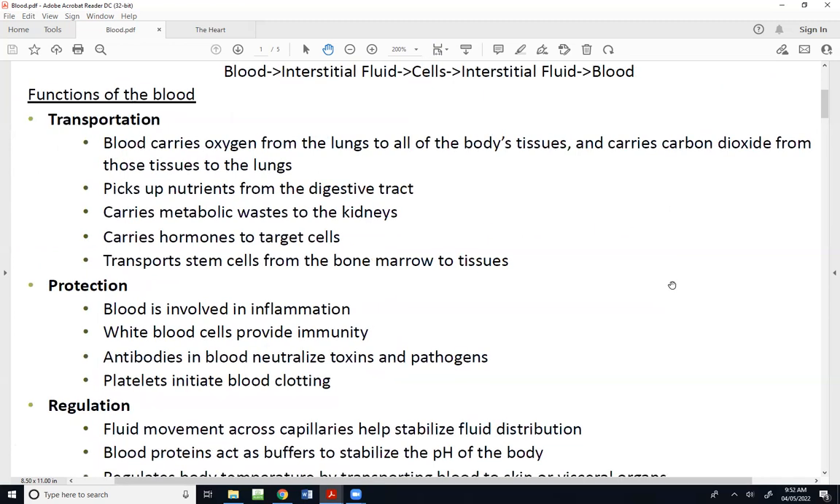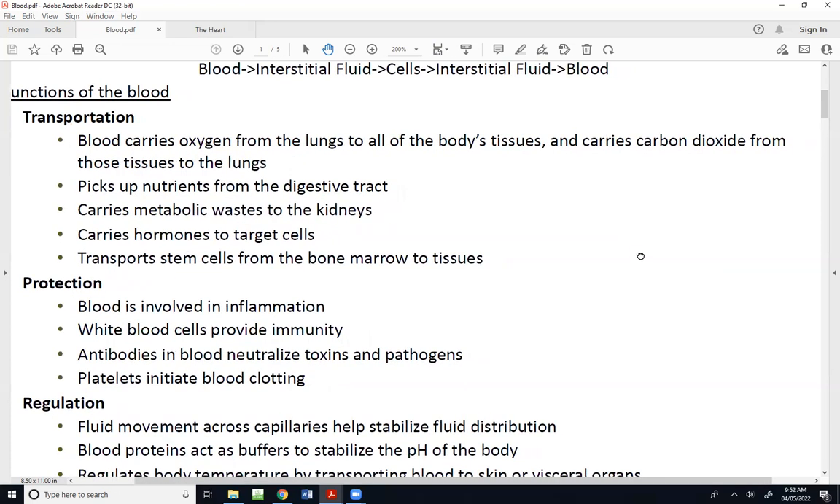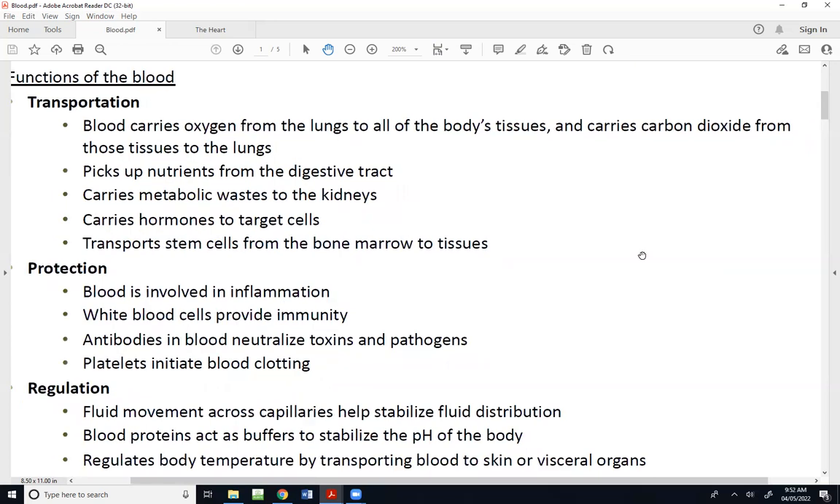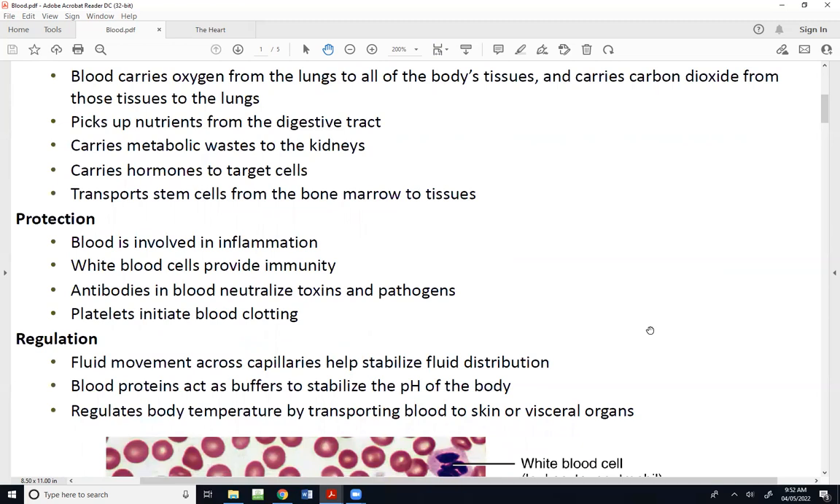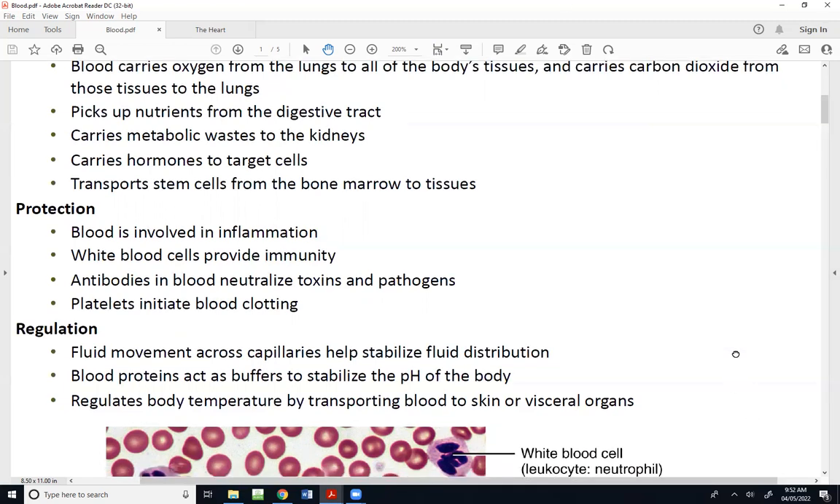Overall, the functions of your blood include three things: transportation, protection, and regulation. And I've got examples of each of them. The primary function of your blood is to transport different things. For example, it carries oxygen from our lungs to all the body's tissues. Carbon dioxide, or CO2, is going in the opposite direction from those same tissues to our lungs. Nutrients are picked up from the digestive tract. Metabolic wastes are carried to the kidneys to be filtered out and made into urine. Hormones, which we just got done talking about, are carried to target cells. And stem cells can be carried from bone marrow to our various tissues.